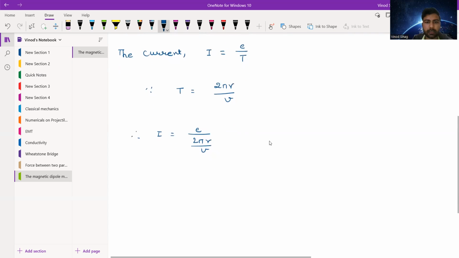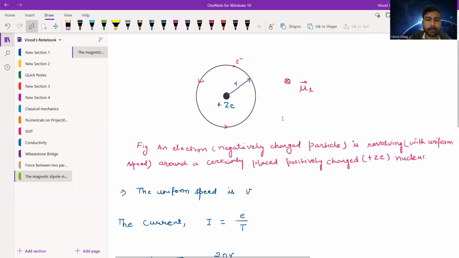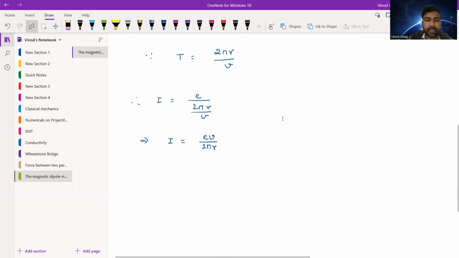Now if this v goes to the numerator, it will be I equals e v upon 2 pi r. So this is the equation of current which is flowing in this orbit, or we can say the current produced due to the flow of electron. Actually this will be the correct term. Now we have found out the current.